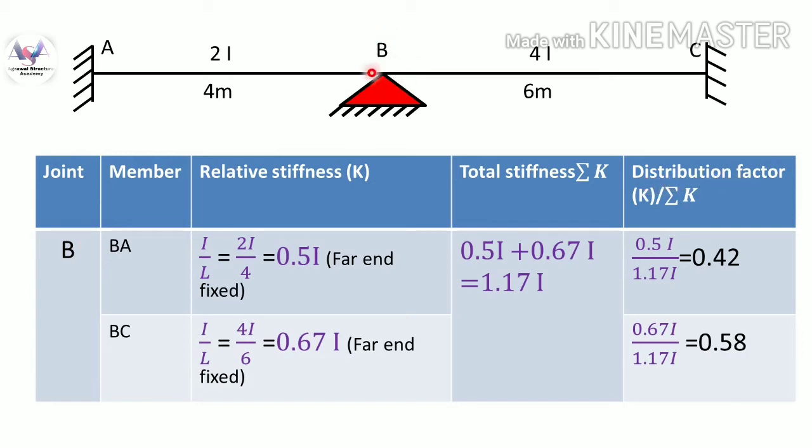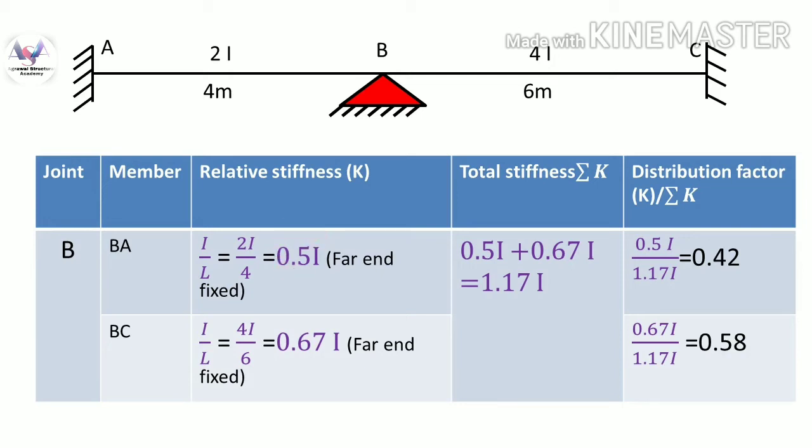So the joint is B, so here joint is B. Always in the case of the member, the starting letter should be the joint. So the starting letter should be B and look towards the A. B to A. So A becomes the far end. So the far end is fixed. In that case, the relative stiffness is I by L. So put the value of I here, 2I, L is equal to 4. So we will get here 0.5I.